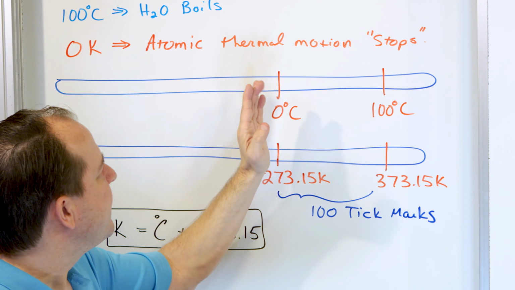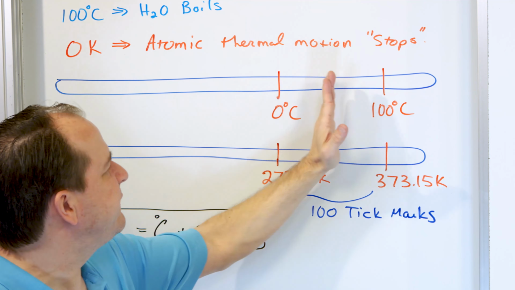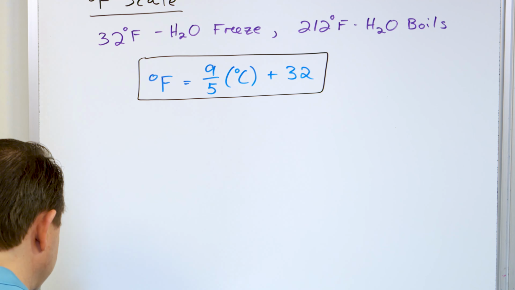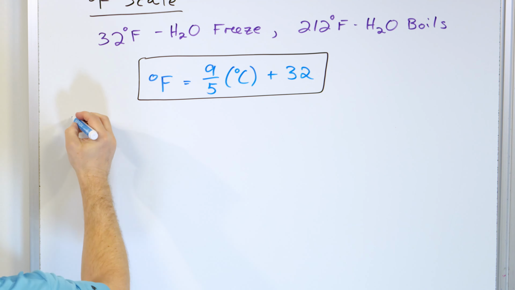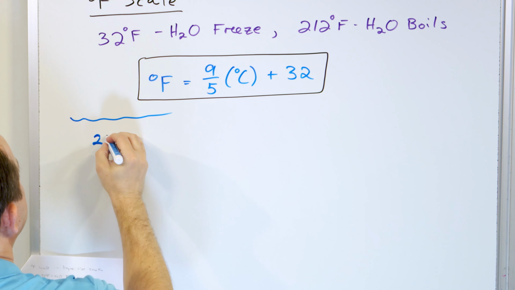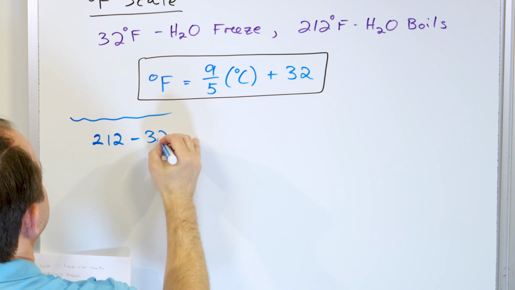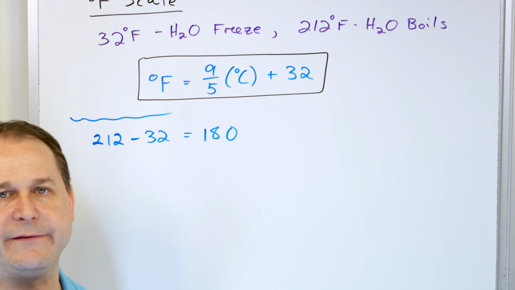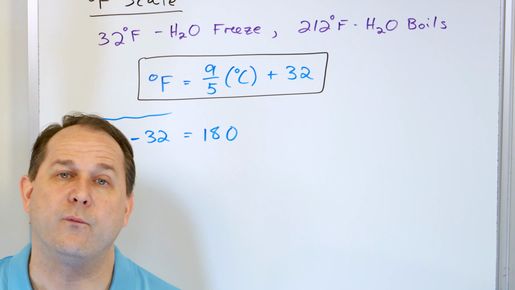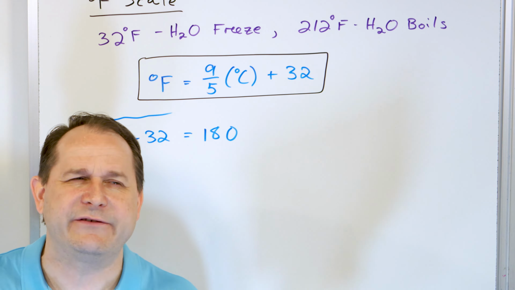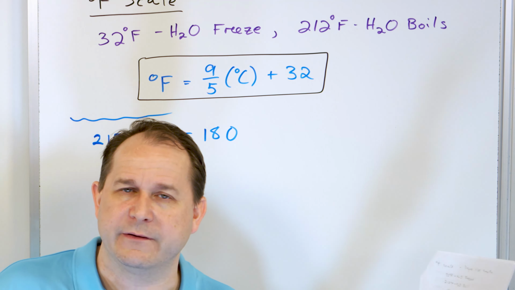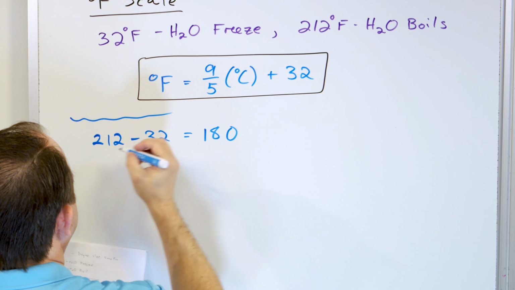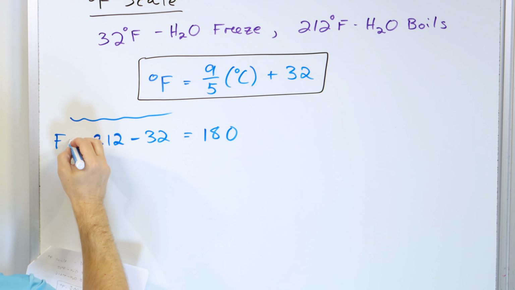But the tick marks are the exact same size. There's 100 tick marks between these 2 points here, but there are not 100 tick marks between these 2 points here. Let me show you that right underneath. If you take 212 and you subtract 32, what do you get? You get 180. So there's 180 degrees between the freezing point and the boiling point of water in the Fahrenheit scale. 180, that's a weird division, okay? Now, if we go back to Celsius, I'll put Fahrenheit here to show you this.